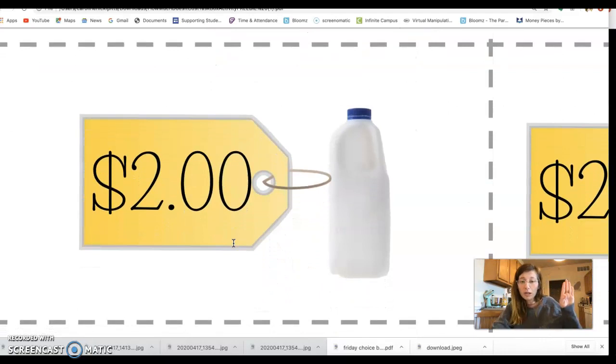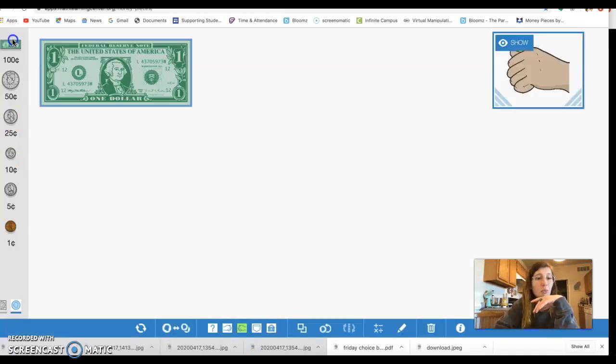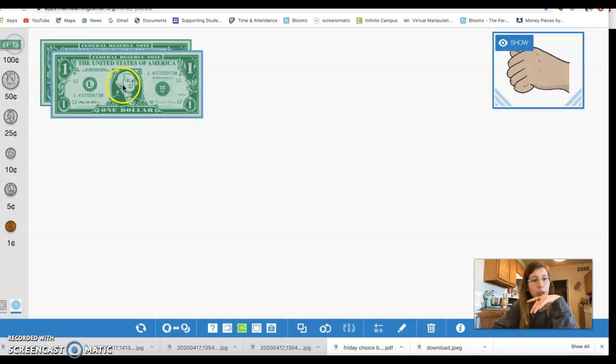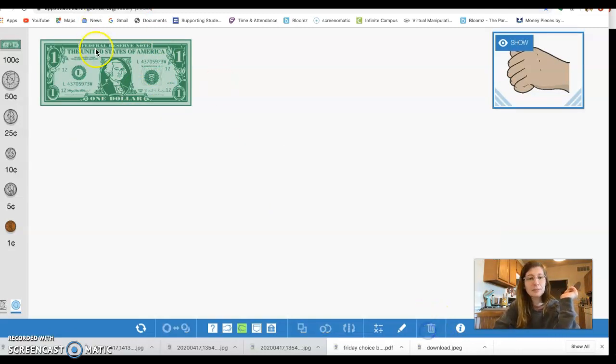Is this milk or is this turkey? Good job. This is milk. And milk is how much? $2 or $4? Good job. Milk is $2. So go ahead and get your money out, and you're going to count 1, 2. That is the right amount. That's $2. Go ahead and hand it over to mom or dad or even siblings.